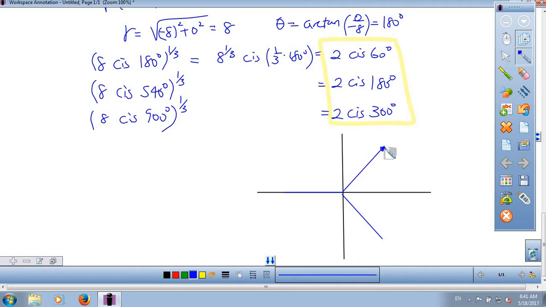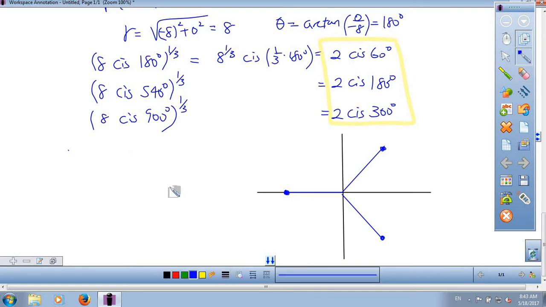This is 60 degrees, right? This is 180 degrees. This is 360 degrees. So those 3 numbers are the cube roots of -8. And this number, actually, if you look at this is actually -2, right? Okay, this is 2 cis 60 degrees. Let's go ahead and convert this back.